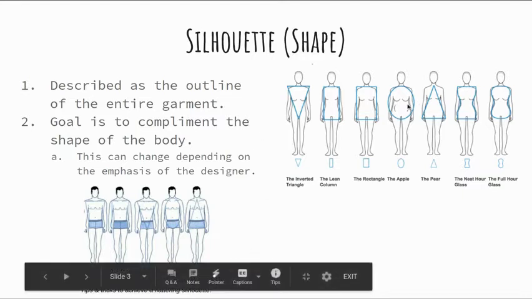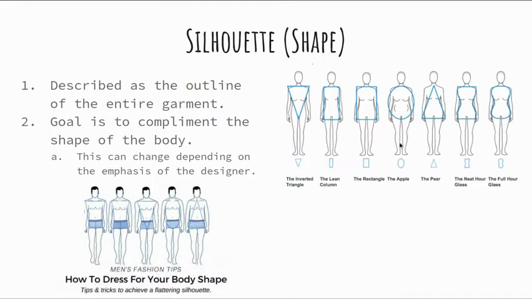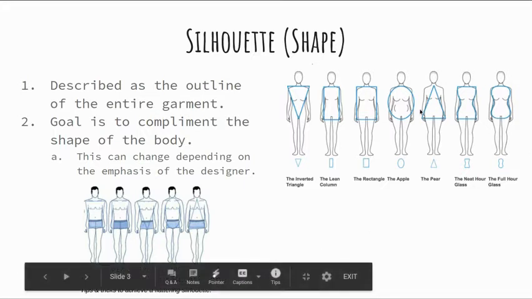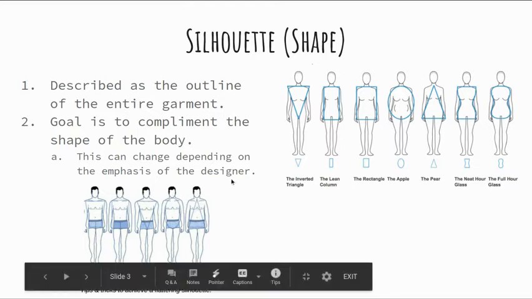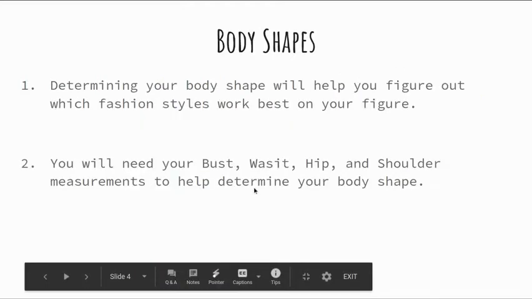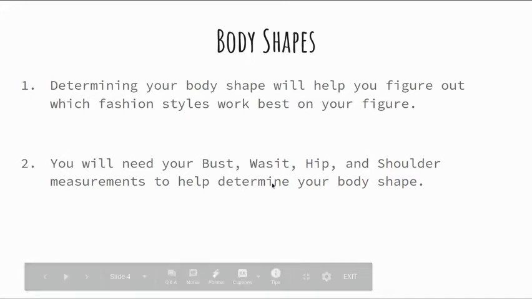So again, we've got the women up here. We've got the inverted triangle, the lean column, the rectangle, the apple, the pear, the neat hourglass, and the full hourglass. A lot of people just tend to think, I'm apple, pear, or hourglass, and really, there are so many more. And then for the men, we have the ones down here. They've also got the inverted triangle, the oval, the triangle, the trapezoid, and then the last one, which we're going to get to in just a second. I can't think of it off the top of my head.